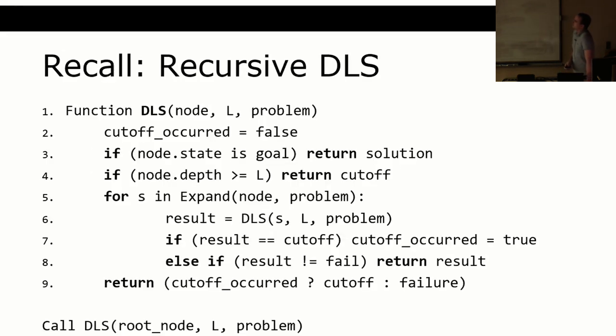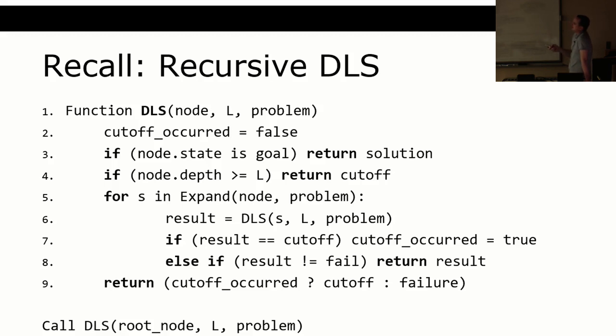So recursive depth-limited search looks something like this in its full form, where this cutoff just tells us whether or not we have searched everything up to this point. So I'm going to say cutoff occurred equals false. That's going to be set to true if we have searched everything up to L. So if the state is a goal, then I've found a solution at its shallowest depth, so return that solution. Otherwise, if the depth of the node is greater than or equal to L, we return that we have a cutoff, so we have searched everything.